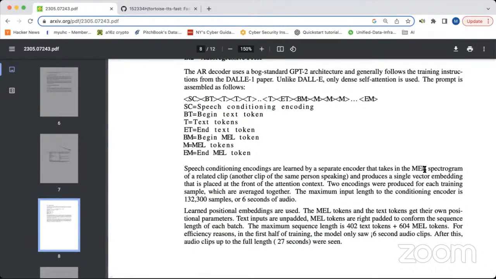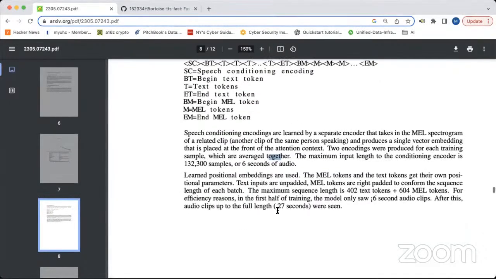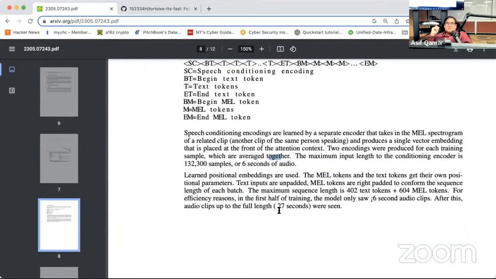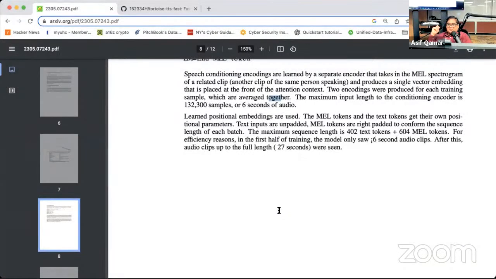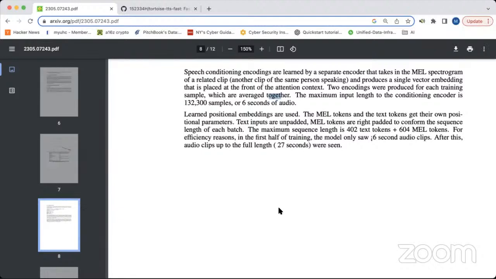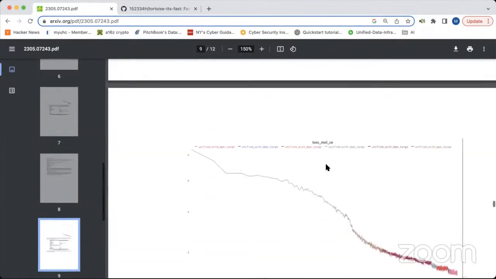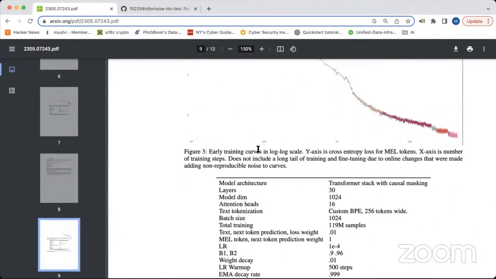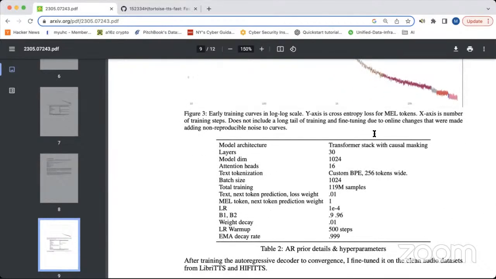I learn on a separate encoder that takes the MEL spectrogram and then he combines them. But it's a single vector embedding that is placed in front of the attention context. Two encodings were produced for each training sample, which were averaged together. And like in all modern practice, learned positional embeddings are used, which is pretty much becoming the norm. Yeah, learned positional embeddings are used. You're right. And then he shows a graph of this training and how he was able to train.